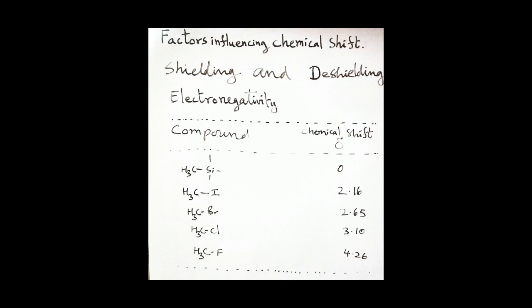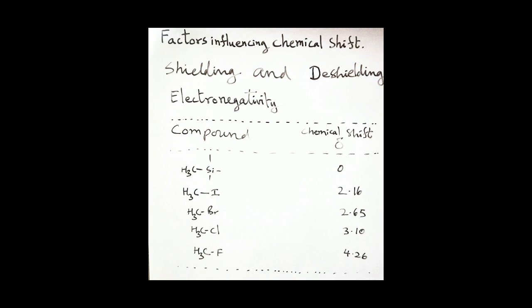And we have the substituted compounds. Among the halogens, if you compare, the electronegativity of the halogen increases from iodine to fluorine, or decreases from fluorine to iodine. So as the electronegativity increases, the chemical shift value also increases from iodine to fluorine. Such a comparison is given in William Kemp. I told you the reason also.